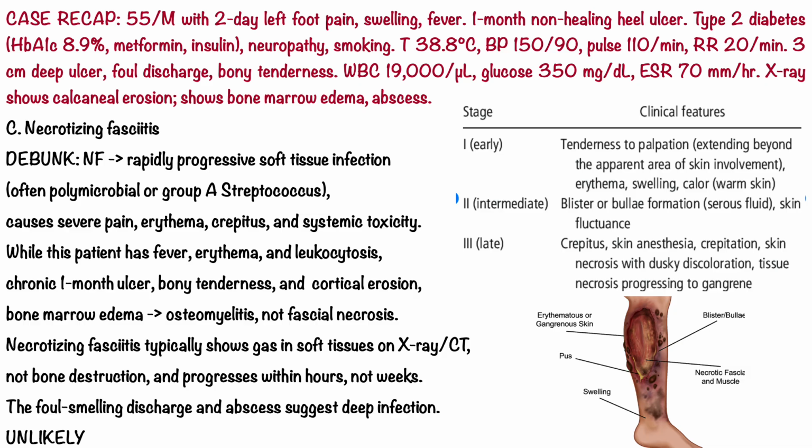But necrotizing fasciitis can be graded in 3 stages. In the early stage there is tenderness to palpation extending beyond the apparent area of skin involvement, erythema, swelling, and calor, which is warm skin. Stage 2 is intermediate, where there is blister or bulla formation with serous fluid and skin fluctuation. And stage 3 is the late stage, with clinical features like crepitus, skin anesthesia, crepitation, and skin necrosis with dusky discoloration, and tissue necrosis progressing to gangrene. That is all about necrotizing fasciitis.